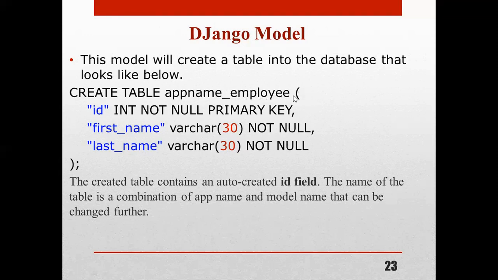That table consists of an id, integer, not null, primary key. These are the constraints we are going to create for the id. It will be an auto-incremented, auto-created field. Then first name, varchar 30, not null, and the last name, varchar 30. We have set the maximum length for first name and last name to 30. So after creating the model, it will create the table in the database like this.